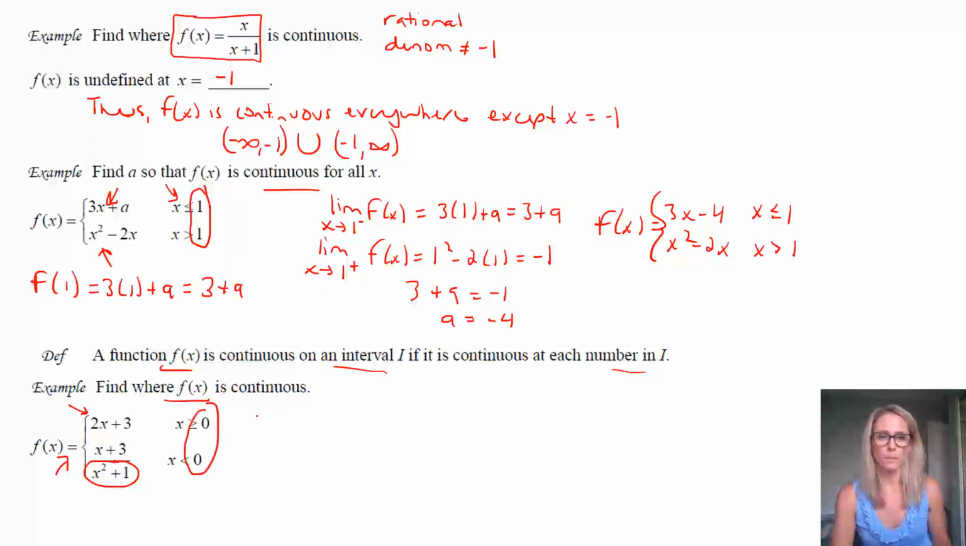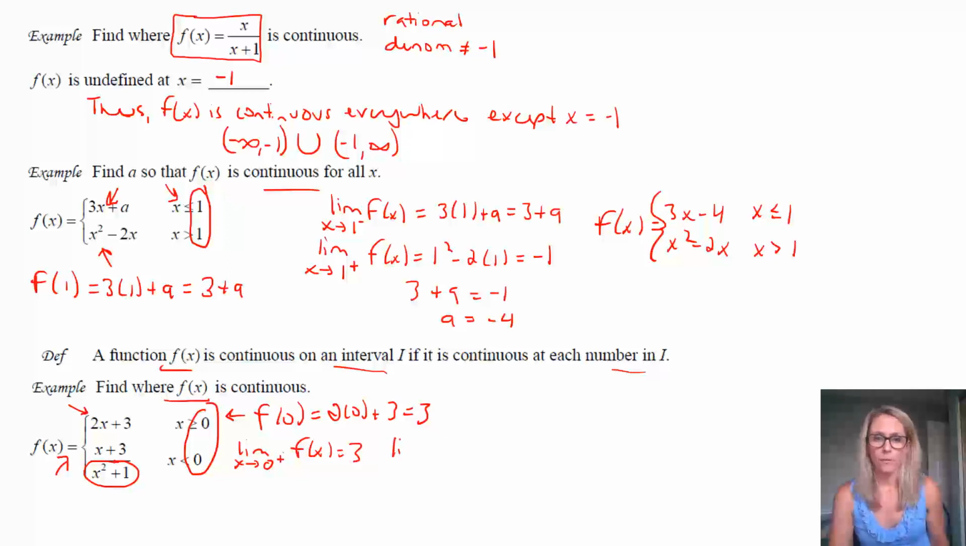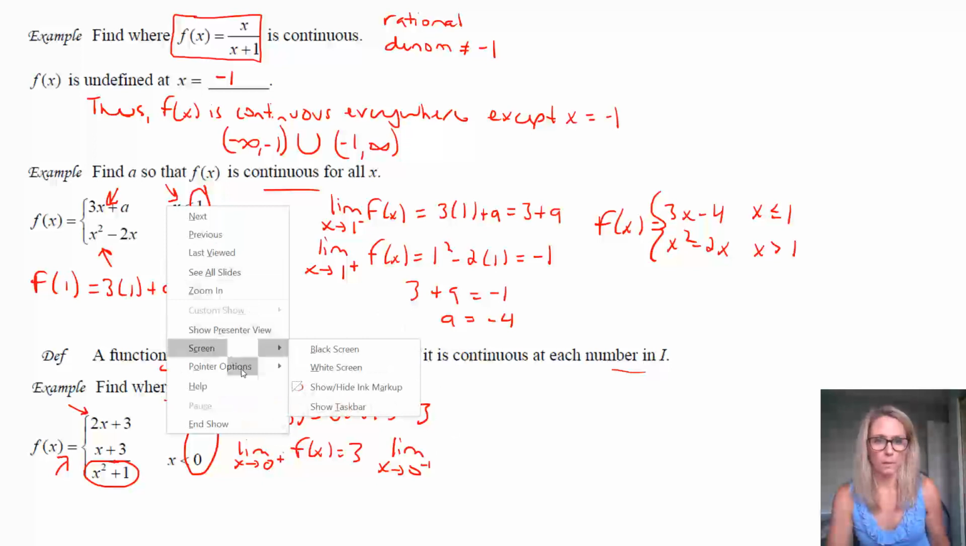So let's take a look at what happens at 0. f of 0 is going to come from the piece that has the equal part, and if we plug it in, we get 3. Now, the other thing we have to think about is our limit. The limit as x approaches 0 from the right side of our function, that's what we just did. We already know that that's 3. Then we look at the limit as x approaches 0 from the other side, that's that rational piece.